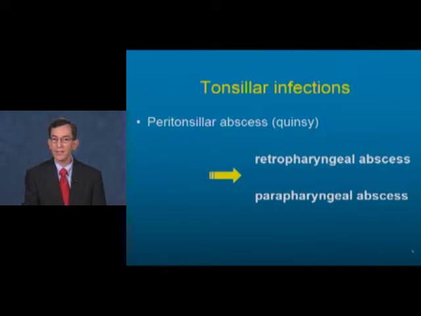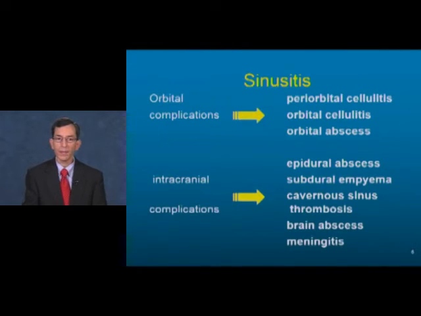Similarly, tonsillitis may progress to a peritonsillar abscess formation, which, if it proceeds posteriorly, will generate a retropharyngeal abscess, and if it spreads laterally, we will confront a parapharyngeal or lateral pharyngeal abscess. Sinus infections can spread to the orbit, or they can spread to intracranial locations, as I've listed here. And each of these specific entities has its own clinical features and its own implications in terms of management, both medical and surgical.